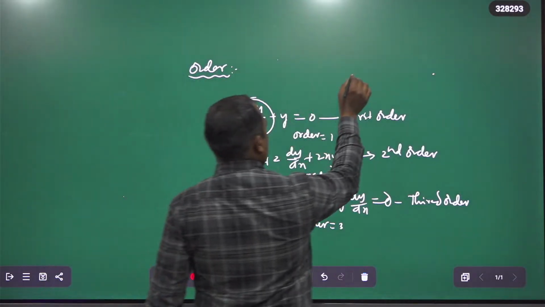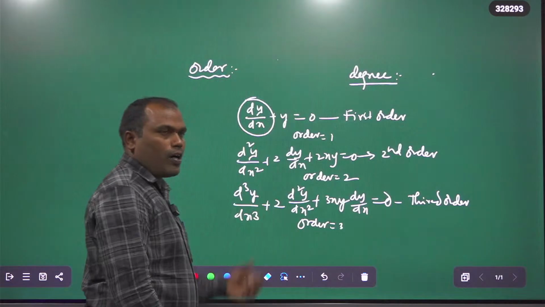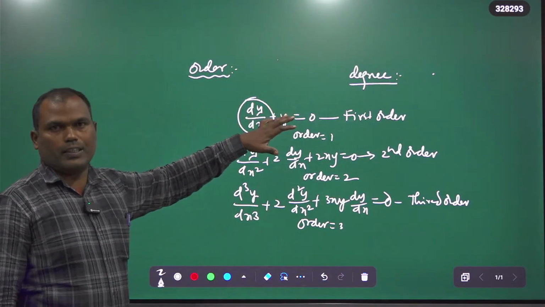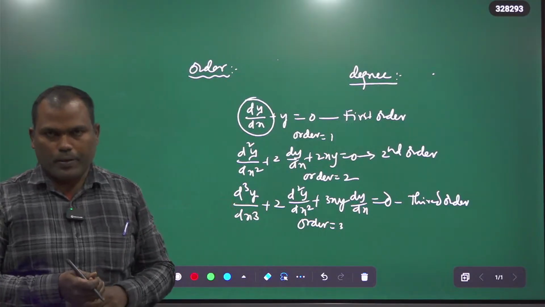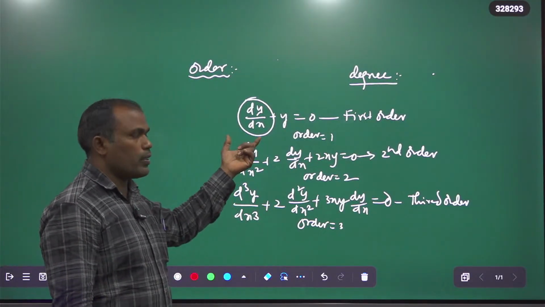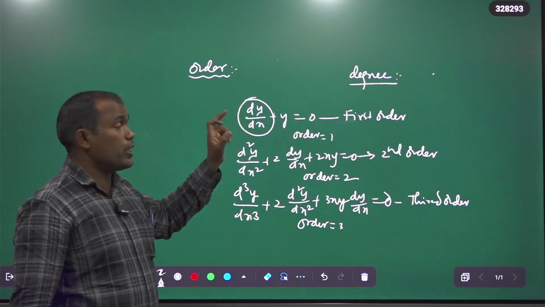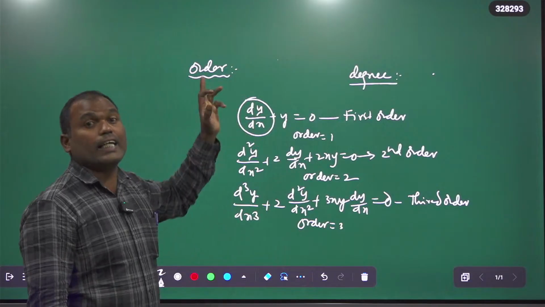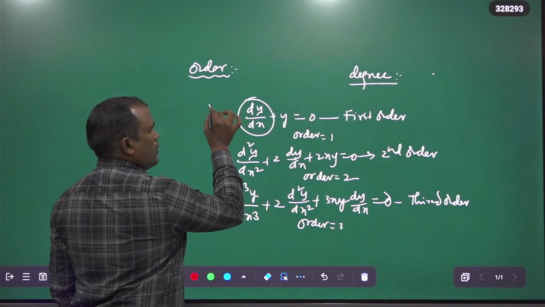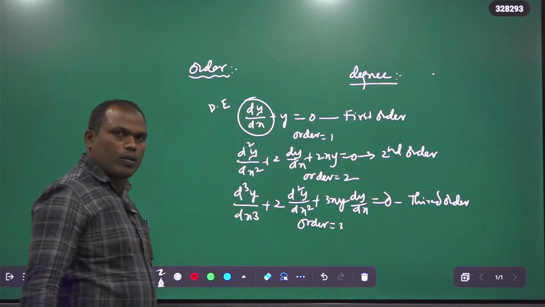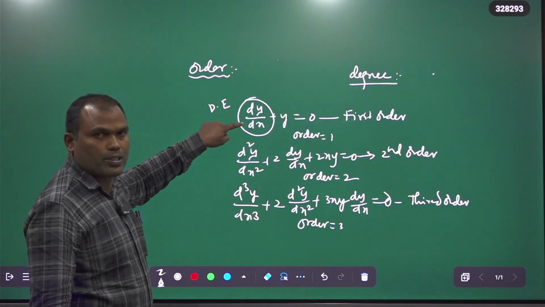Next, degree. Order we can define very easily, and degree also. Degree means what? Whenever a differential equation is given, the power or exponent value of the highest derivative is called degree. See, for example, this is one differential equation given. Find the order and degree of this differential equation.